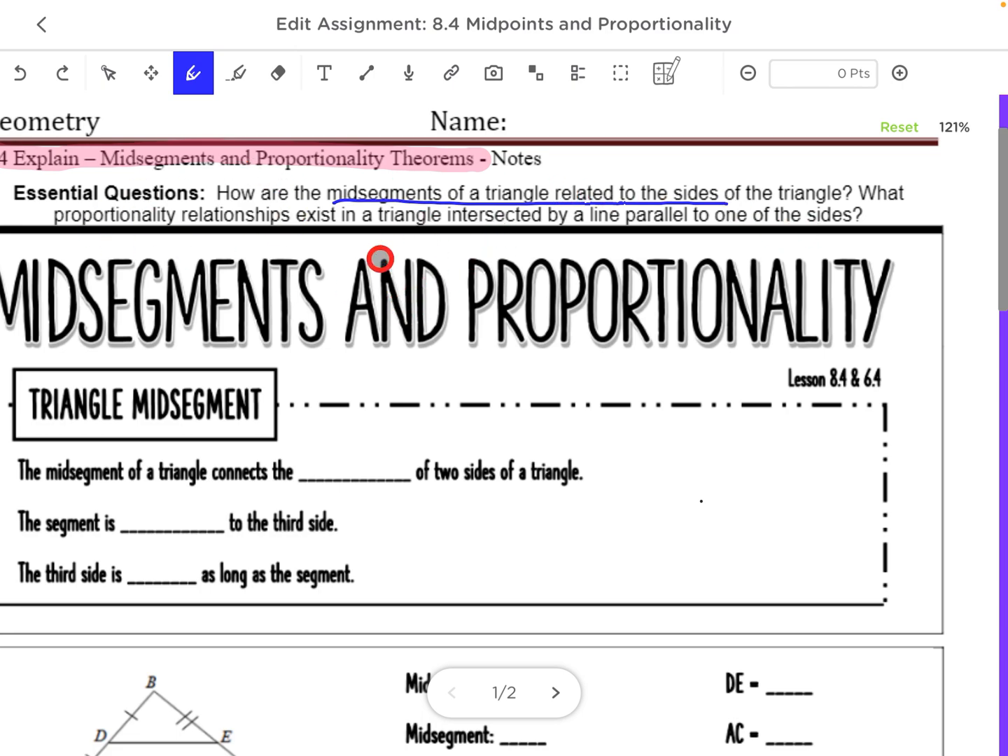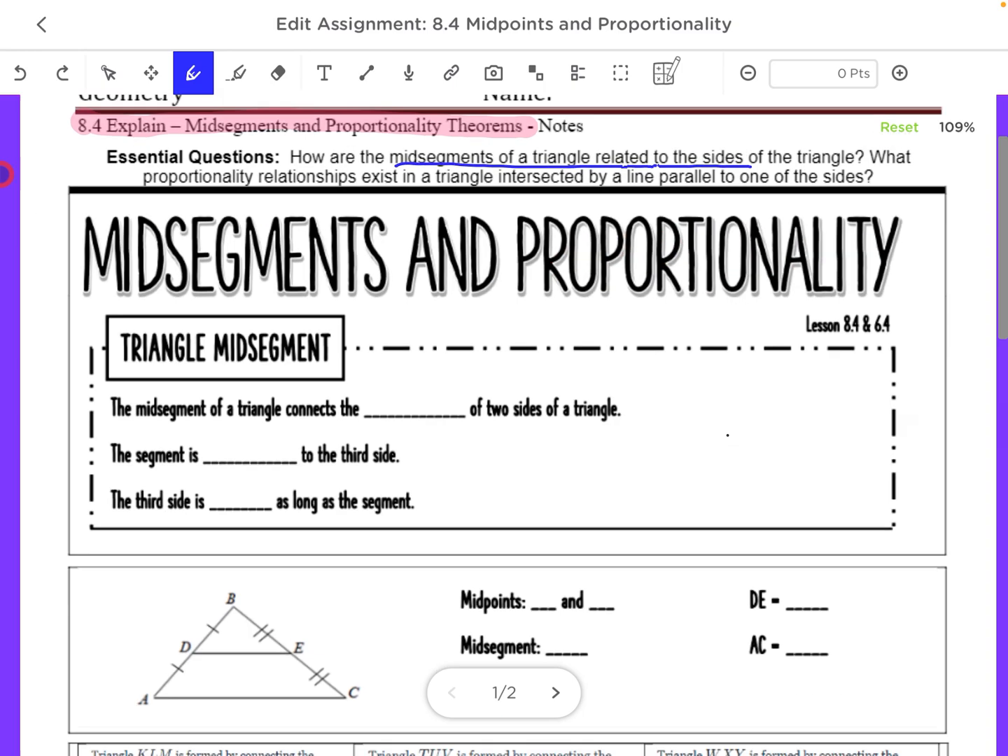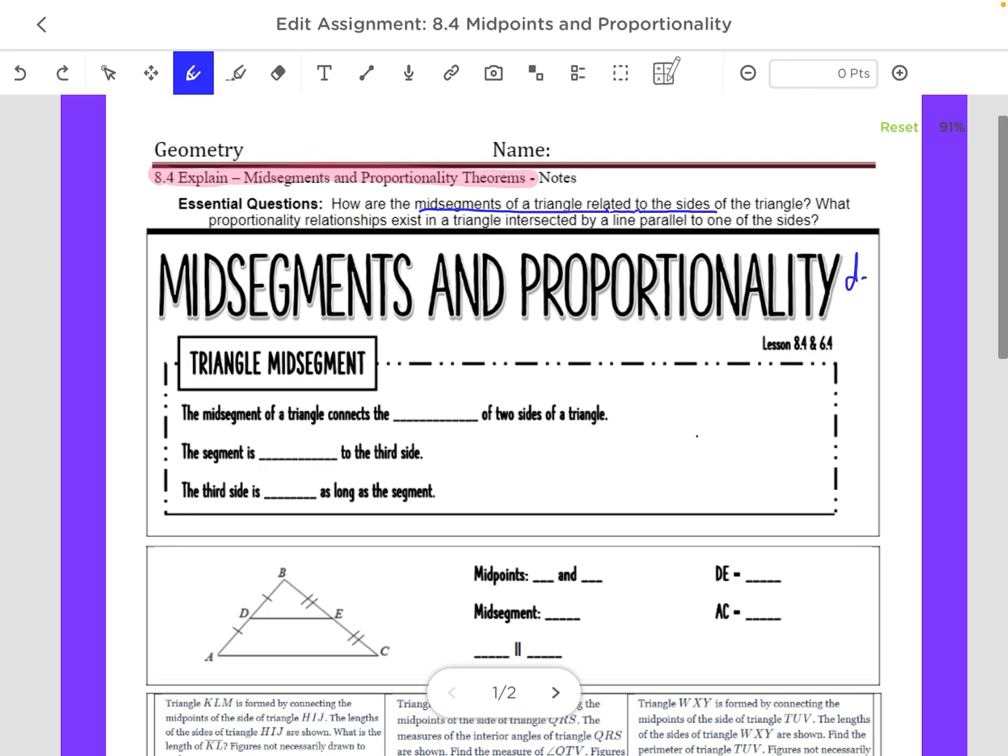Wow, that sounds really tricky. But we're going to take it step by step, just like we normally do. So, we're going to talk about mid-segments and proportionality today. We've already talked about proportionality, right? We talked about that when we were talking about dilations, and similar things, which means same shape but a different size.